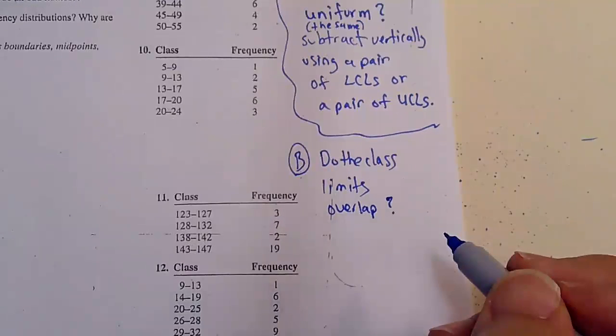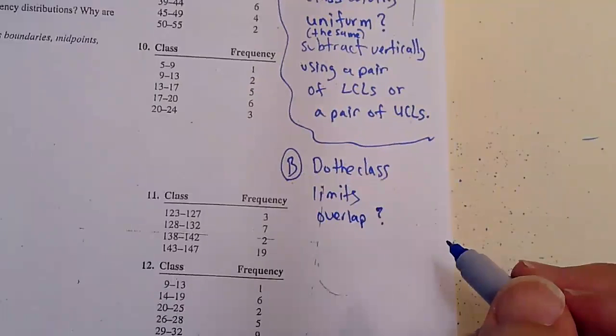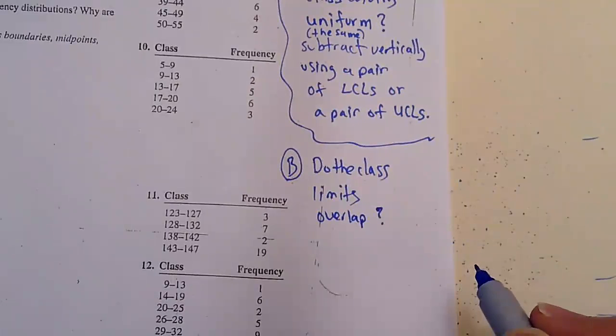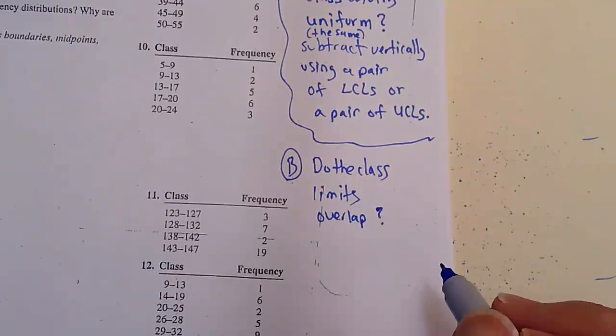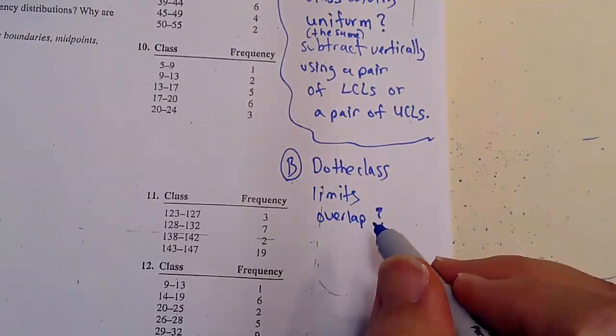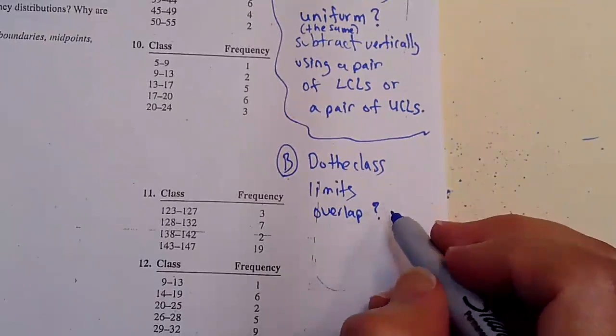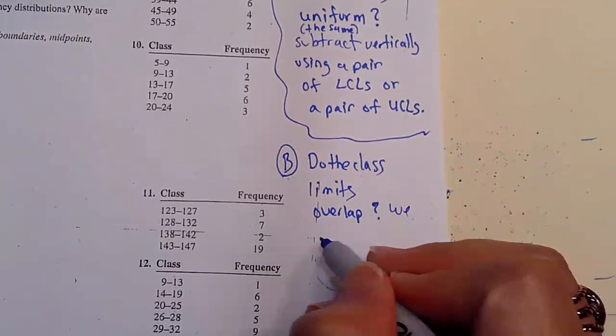Because you don't want them to overlap. Remember we talked about if somebody were 20 years old, you're not allowed to mark that person who's 20 in both the first and second, or both, class limits. You can only record the data once. So do the class limits overlap? We want them to be mutually exclusive.